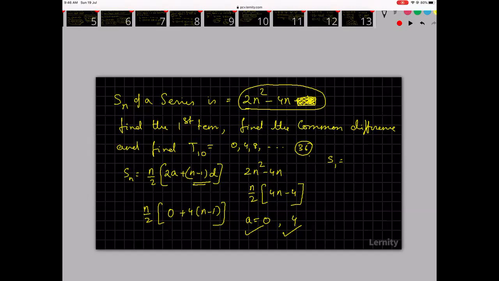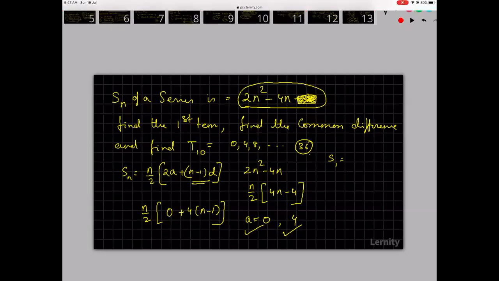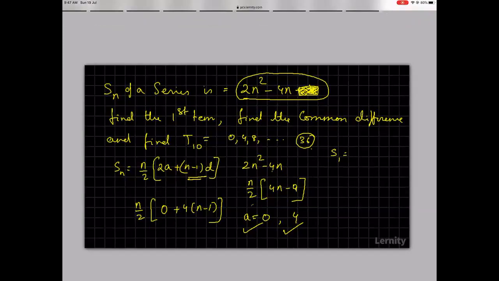Something is wrong. Yeah, I made a mistake. I'm taking 2 common, so it won't be 4 here. It will be 8 here. So the moment it is 8 here, this will be 4 here. This will be 4 here, not plus 4, it will be minus 4.